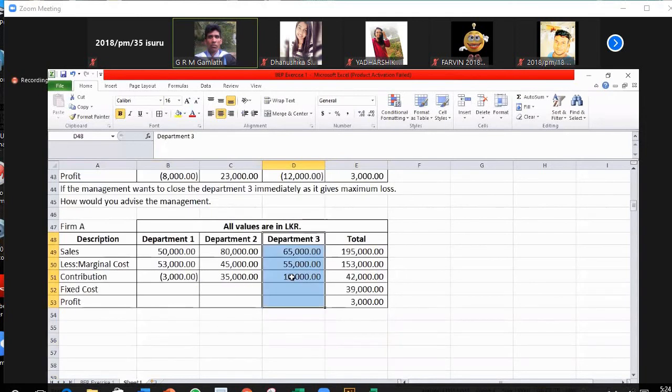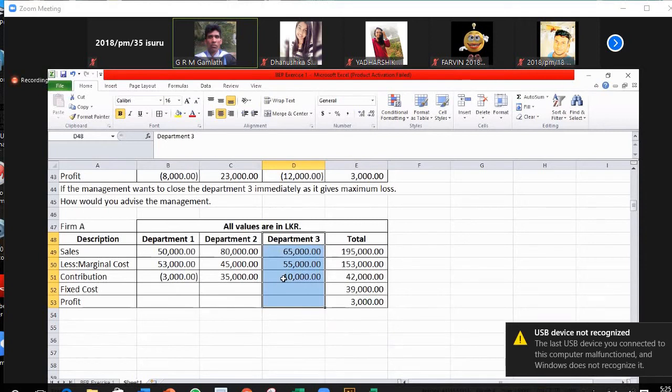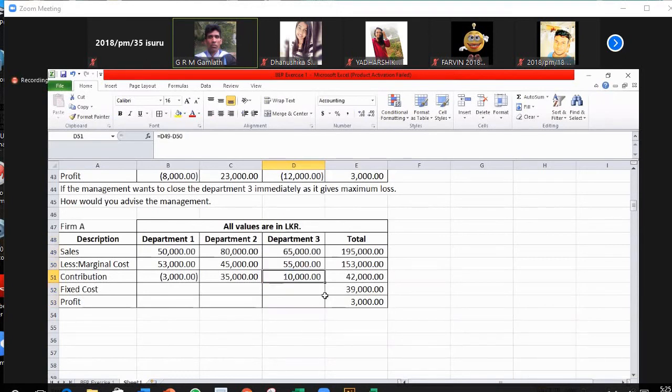Because here this is positive, so we can't get this much, 10,000. 10,000 loss, because if we are going to close this department C, definitely we don't have that 10,000 contribution.